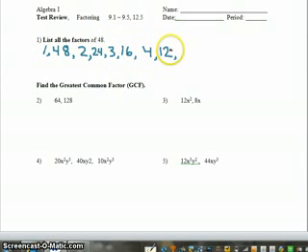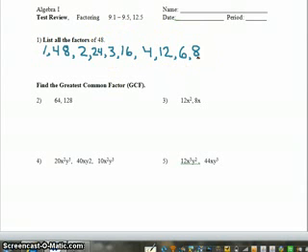5 doesn't go into 48. 6 goes into 48 8 times. 7 doesn't go into 48, and 8 goes into 48 6 times, so we're working backwards, so there is our answer: 1, 48, 2, 24, 3, 16, 4, 12, 6, and 8.